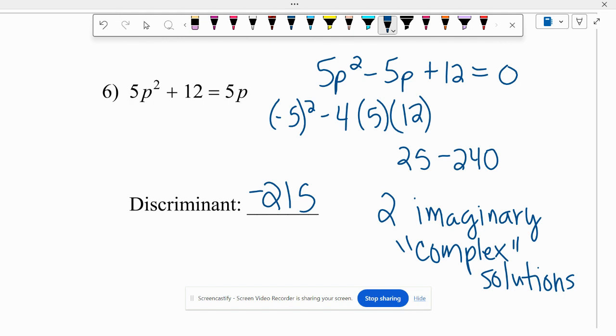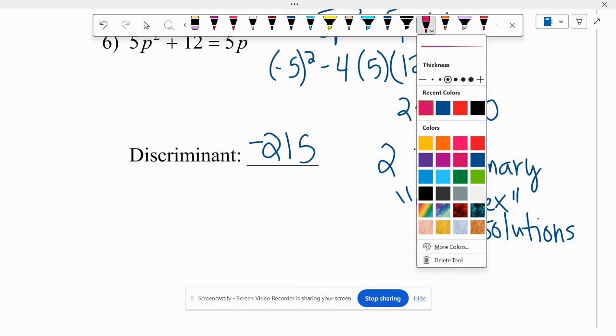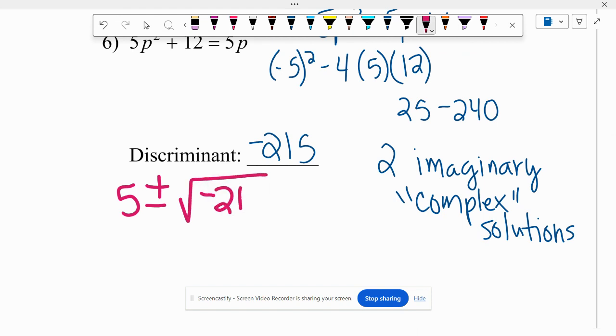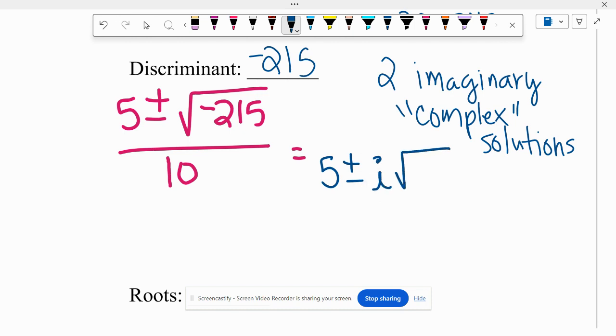All right, so let's find out what our two imaginary solutions are. Let's see. The opposite of B, so B is -5, so the opposite of that is +5, plus or minus. Well, we already know what the discriminant is, so that's going to be the square root of -215 all over 2 times A. A is 5, 2 times 5 is 10. Okay, so we have to see if we can simplify that radical. Well, the first thing I'm going to do is pull out my i. Not my real eye, but the i. So 5 plus or minus, you guys are supposed to laugh at that, i times the square root of 215 all over 10.